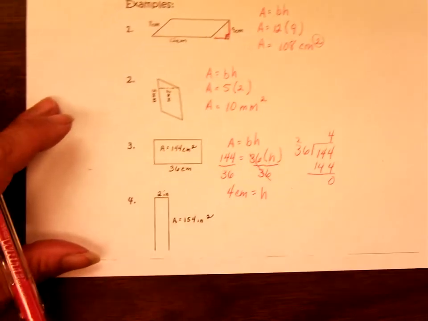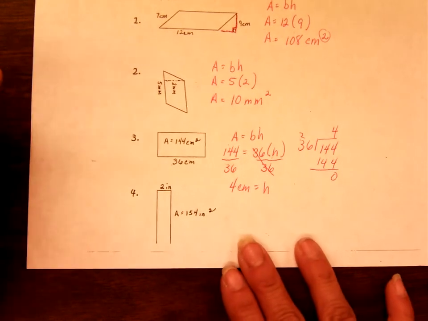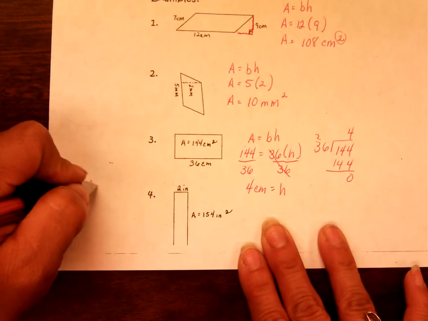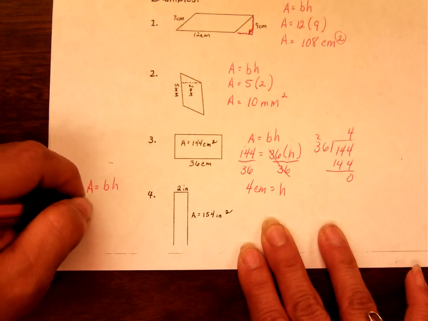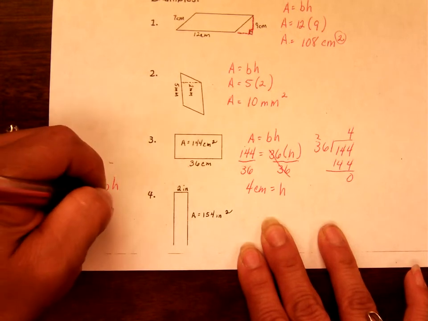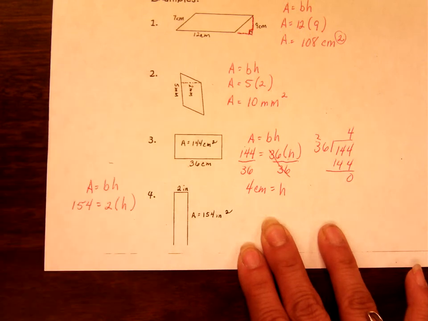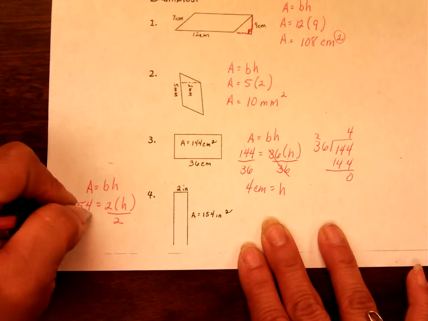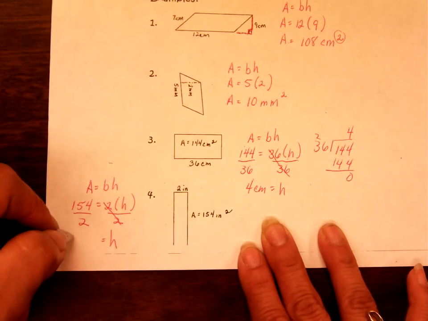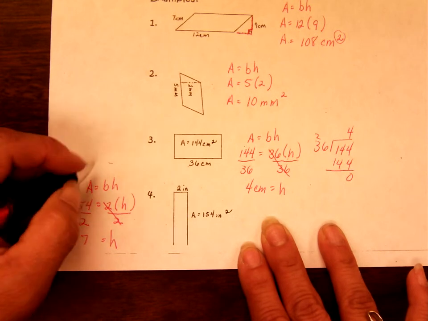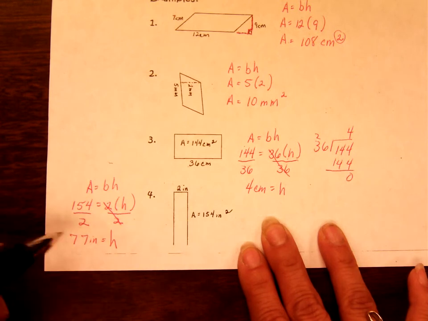Try number 4 on your own, and when you're ready, go ahead and push play. Hopefully you knew to write the formula: A is equal to BH. They give you what A is, so it'd be 154 is equal to, the base is 2, the height we don't know. Divide by 2, and H is equal to 77, and the unit is inches, not inches squared, because we're just finding the height, not the area.